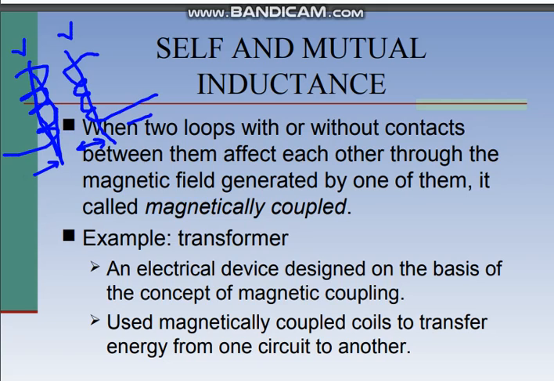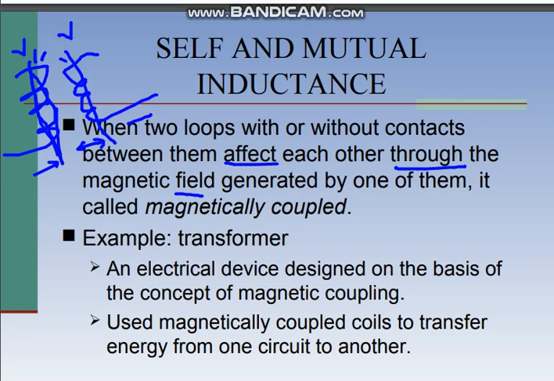So when two loops, with or without contacts between them, affect each other through the magnetic field, it depends on the magnetic field created by the coil. It is an electrical device designed on the basis of magnetic coupling, using magnetically coupled coils to transfer energy from one circuit to another.